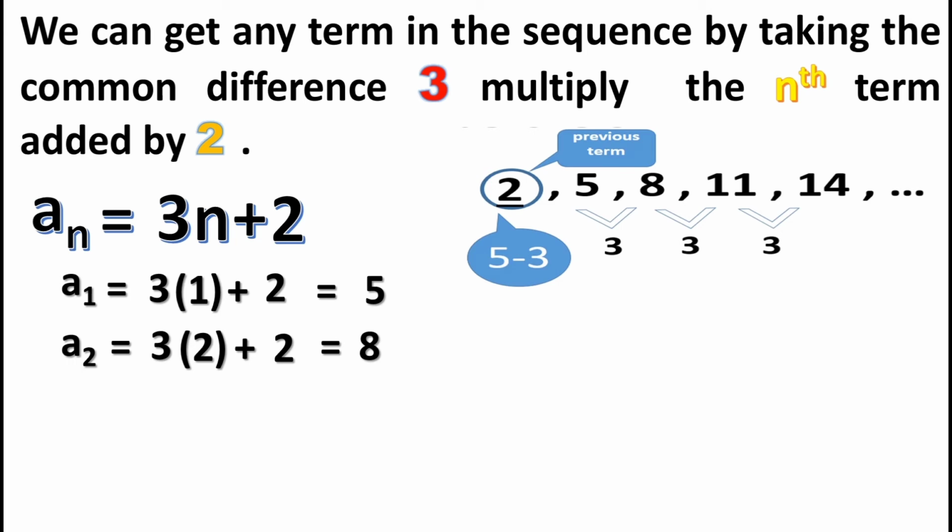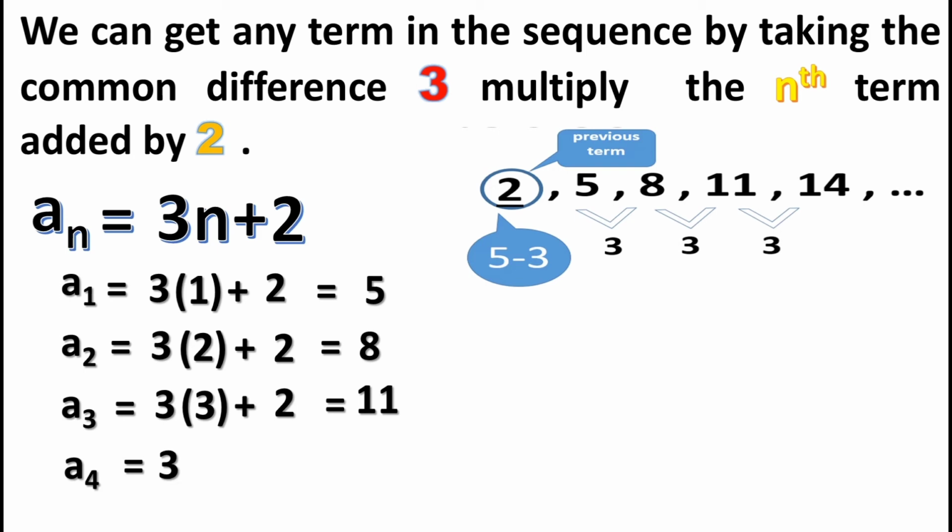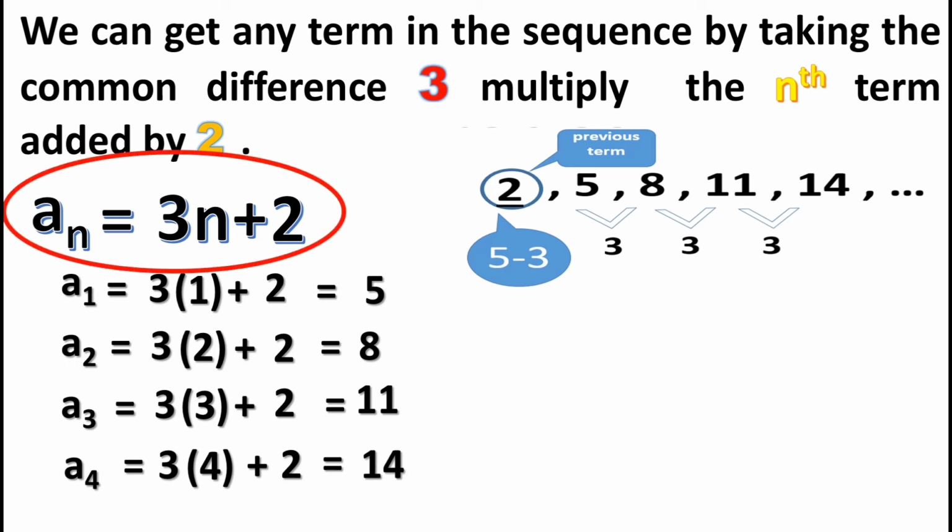Very good. How about a sub 3? A sub 3 is equal to 3, substitute your n, which is 3, plus 2, that is equal to 11. That is correct. A sub 4. Let us get a sub 4 if it is 14. 3 multiplied by 4 plus 2, that is 14. Very good. So your a sub n is equal to 3n plus 2 is the explicit form for this given sequence.